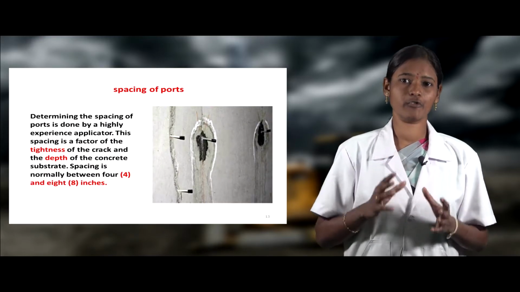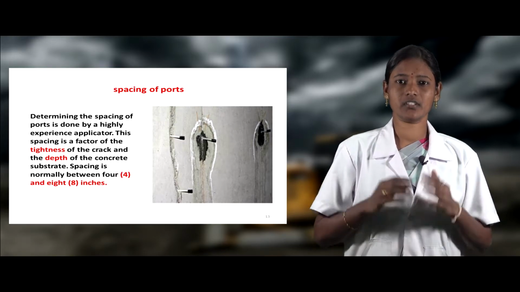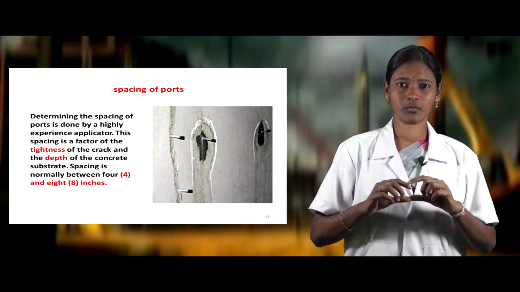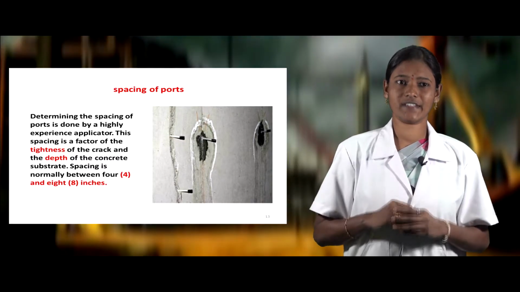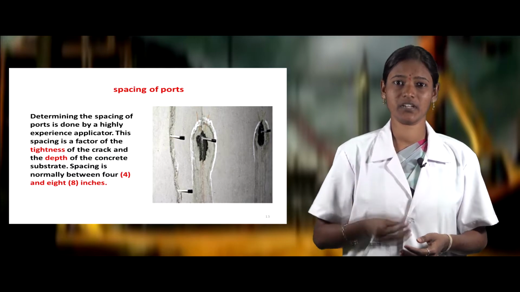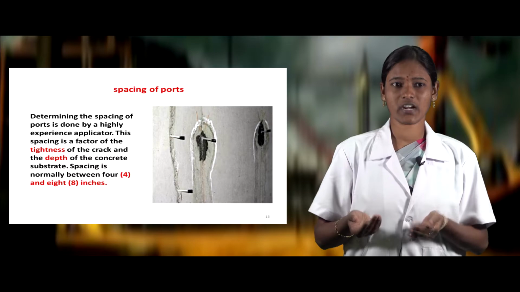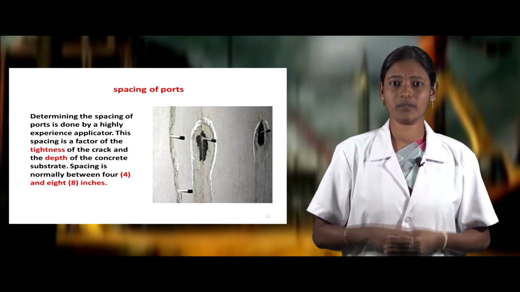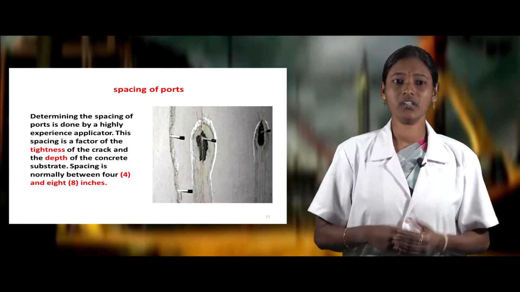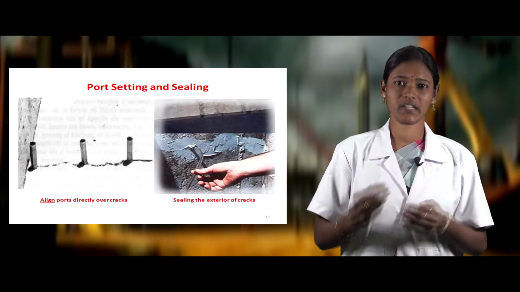Next, spacing of ports is the next process in the epoxy injection resin method. The spacing of the ports should be kept over the surface of the concrete cracks. Determining the spacing of the ports is done by a highly experienced applicator. The spacing is a factor of the tightness of the crack and the depth of the concrete substrate. The spacing depends upon the crack, typically 4 inches and 8 inches. So, the next process is port setting and sealing.